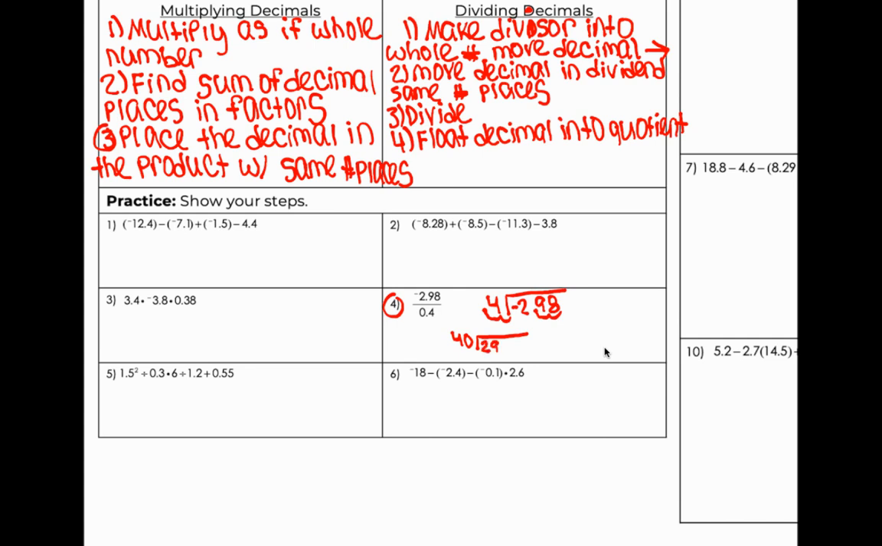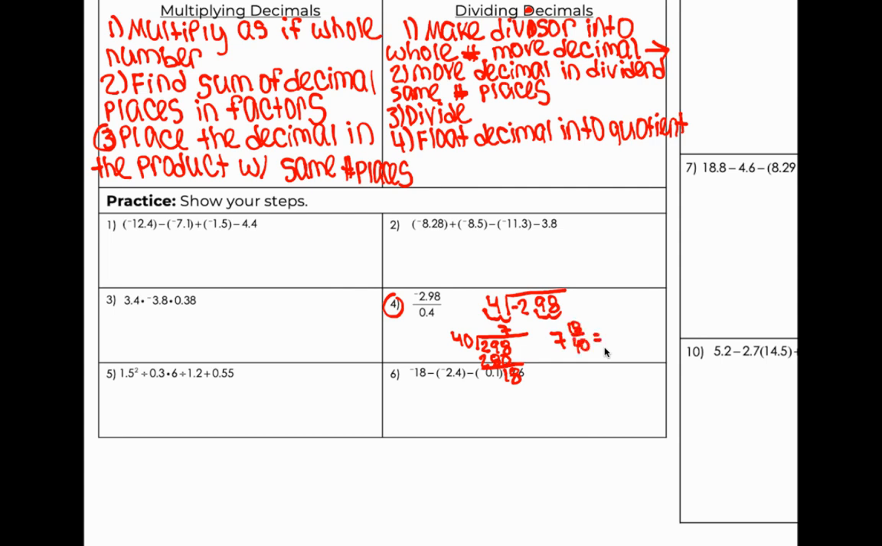going into 298. So then I need to think about how many times 40 goes into 298. I know 40 times 5 is 200, 40 times 6 is 240, 40 times 7 is 280. So let's do 7. And then we'd have 18 left over. So this is 7 and 18 over 40.